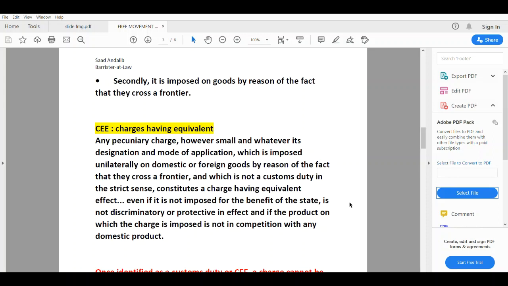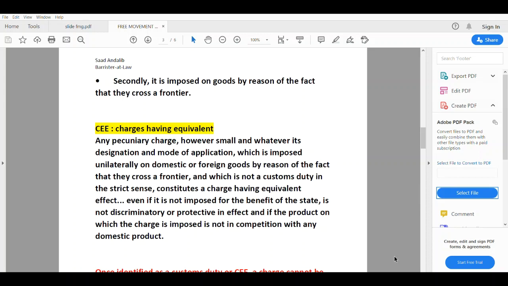However, the European Court of Justice, which is now the Court of Justice of the European Union, said that it is the effect, not the purpose of the levy that matters. And since extra fees and charges are likely to put imported goods at a disadvantage compared with domestically produced goods, the effect was equivalent to a customs duty. In that case, the definition of a charge having equivalent effect was as well provided, and you can see the definition from the slide shared.